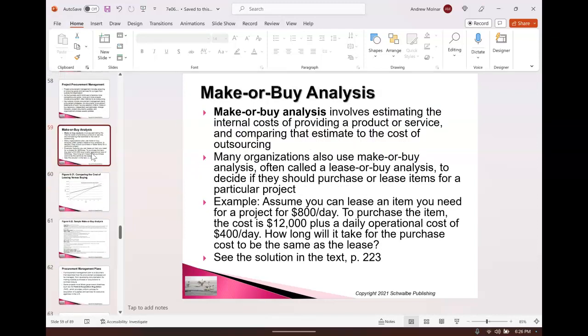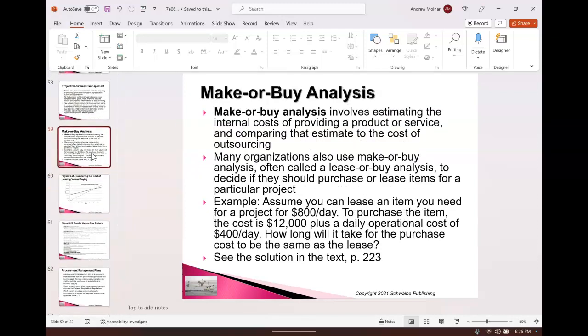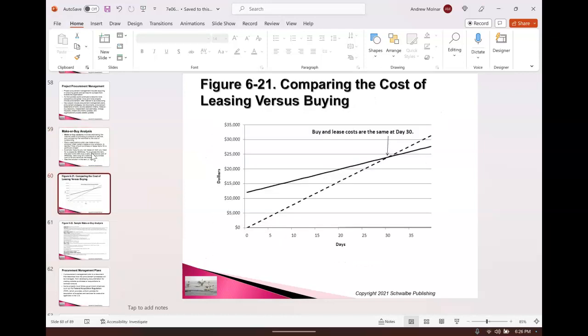One of the first things you want to do is do a make or buy analysis, right? Can the company make the item, the widget you need? Maybe, but maybe it is more cost effective to buy it in a procurement, right? So you have to make that decision through a make or buy analysis. And here's a chart where somebody did a make or buy analysis.